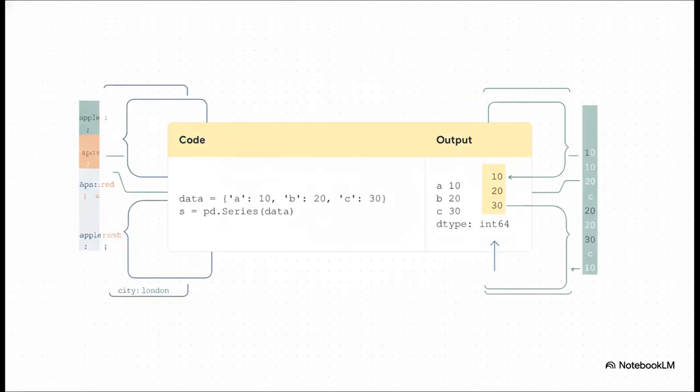But, you know, those default numbers aren't always super helpful. What if you want your own custom labels? This is where Pandas gets really smart. If you start with a Python dictionary instead of a list, Pandas automatically uses the dictionary keys as the index. All of a sudden, your data isn't just at position 0 anymore, it's at label A. This tiny change makes everything so much more readable and intuitive.